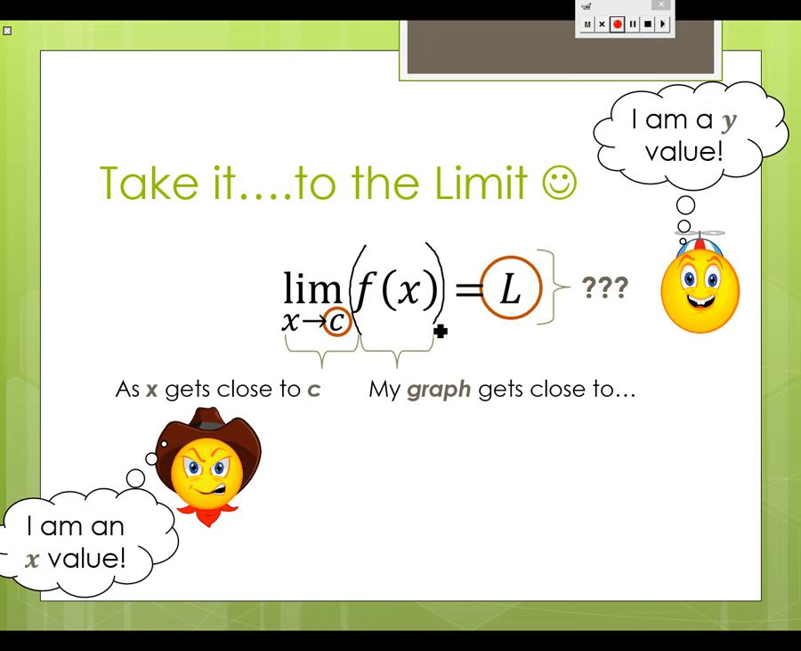There's some annotation on top of those symbols that you've maybe seen before. The way you might read that out loud is: the limit as x approaches C of f of x equals L. We didn't leave anyone behind yet, have we?